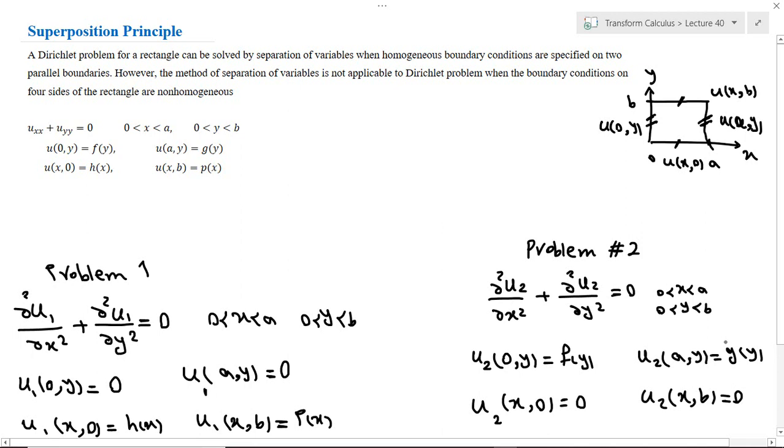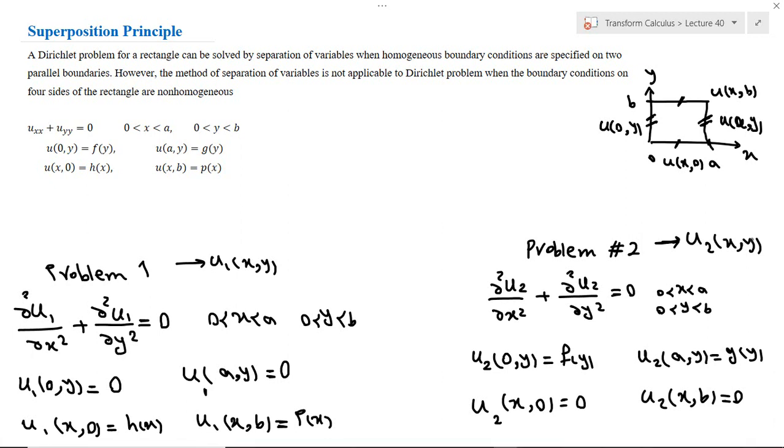So in this boundary value problem, we can use separation of variables. Why? Because on these two parallel boundaries, we have homogeneous boundary conditions. As a result, you can easily find u1 of x and y in problem number 1, and you can easily solve problem number 2 and find u2 of x and y. For both problem number 1 and number 2, you can use separation of variables and solve them.